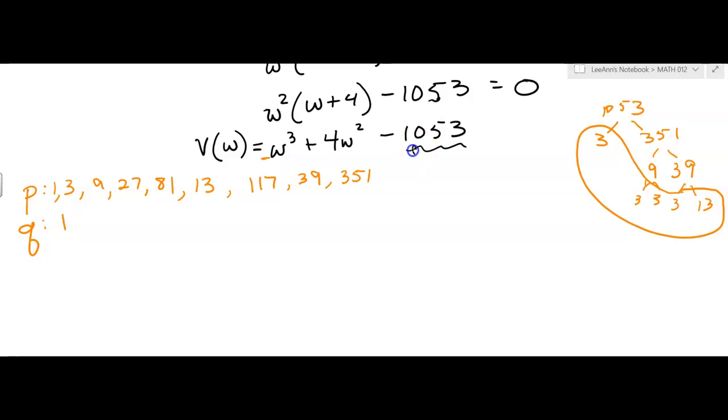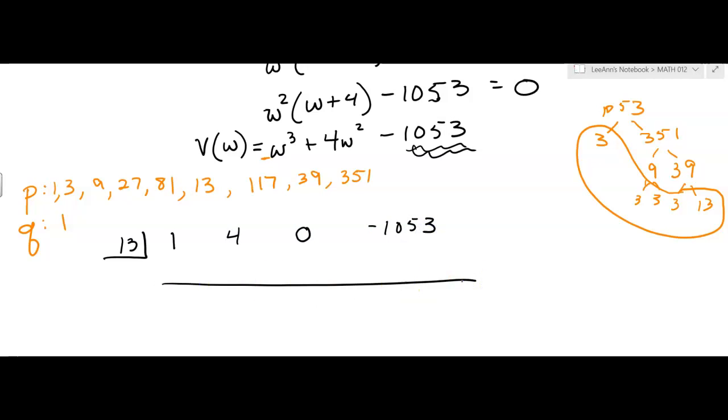Now, I'm looking at that 1053 and I'm thinking that's a fairly big number. So let me try a fairly big number. Let me try 13. What I mean by that is I'm going to try to divide synthetically and see if I get a 0. So I have 1 for a coefficient, 4, 0 because there's no x term, and then negative 1053. Now I don't know that 13 is going to work, but I thought it was my best guess. So 1 times 13, 17. What's 17 times 13? 221.